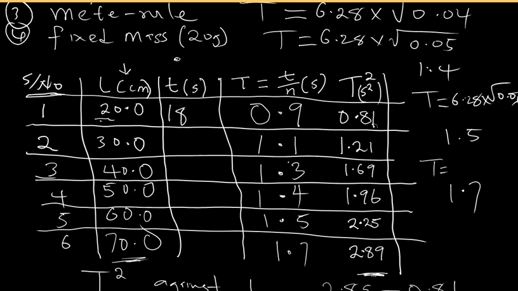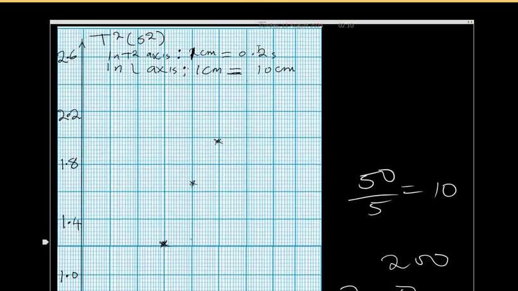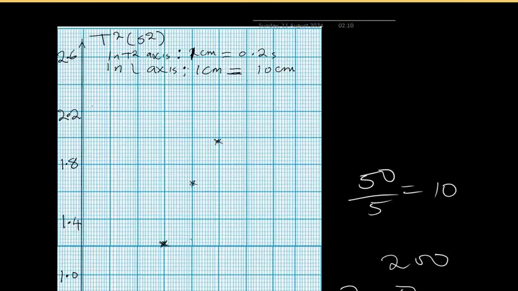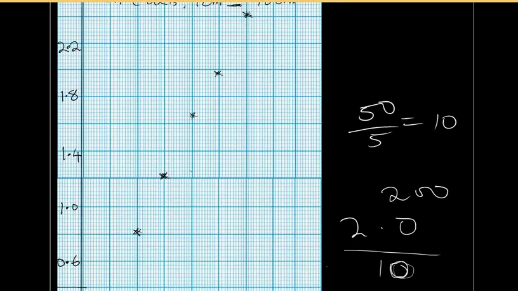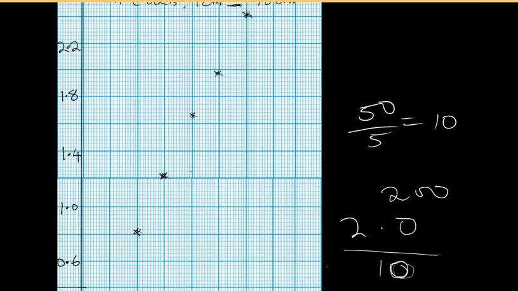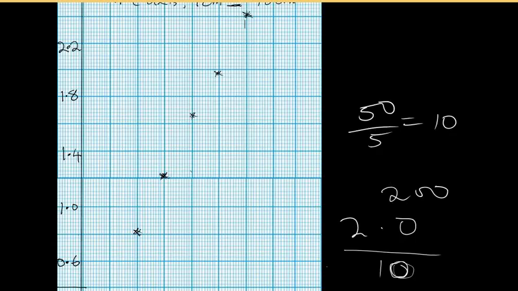Okay, 60 goes with 2.25. So this is 2.24. It's just above 2.24. And the last but not the least, 70 will have 2.89.